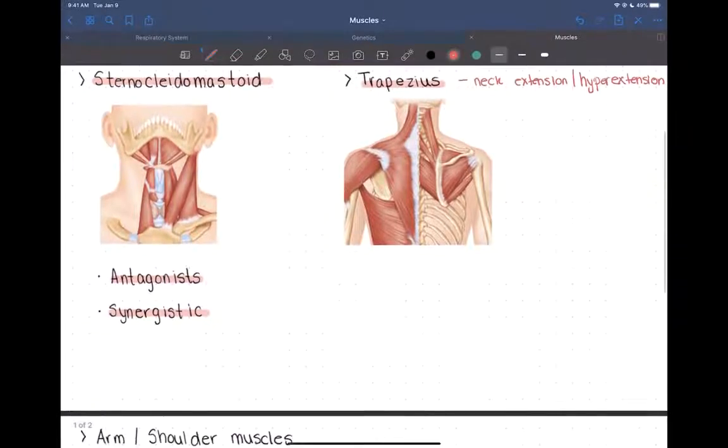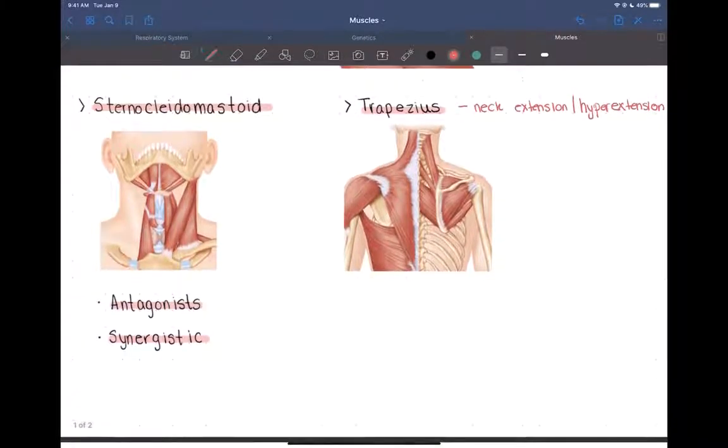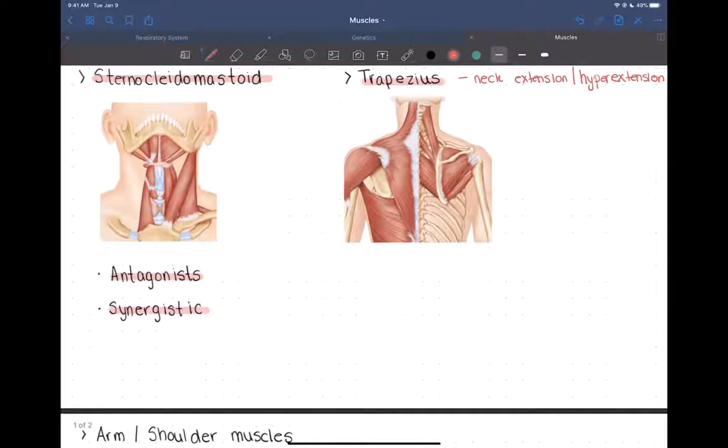Okay, and so one of the reasons you're learning these two muscles is because they are antagonistic to each other. All right, so sternocleidomastoid produces neck flexion, and the trapezius produces neck extension. This just means that they produce opposite movements, they're working against each other. So when the sternocleidomastoid is contracting, causing neck flexion, the trapezius muscle would need to be relaxed in order for the neck to actually flex.